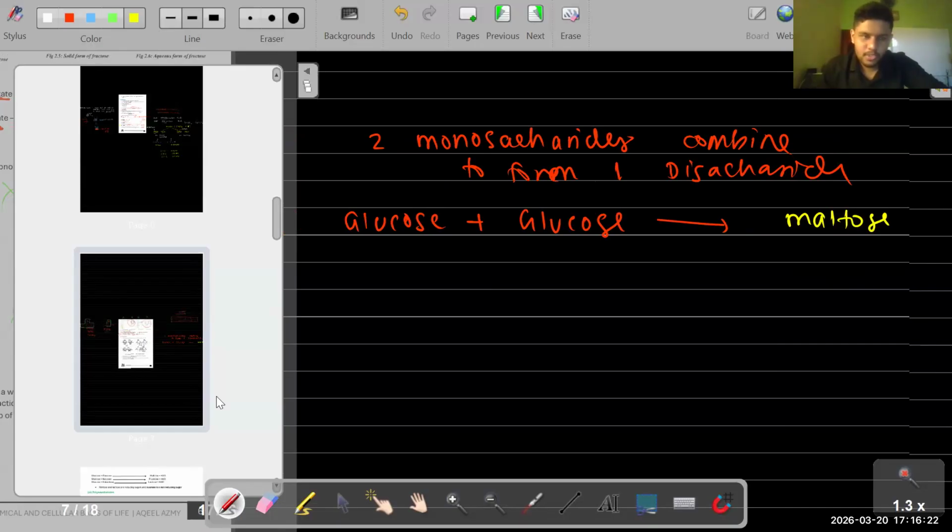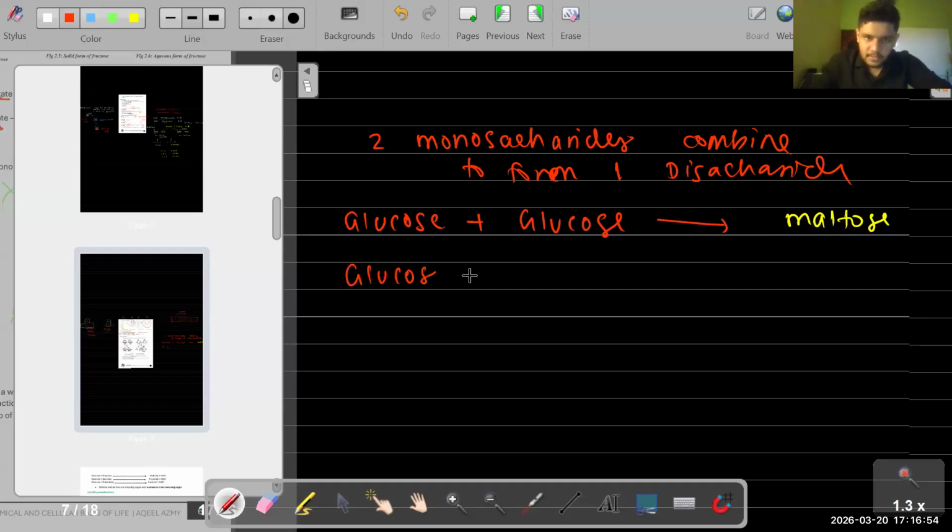But is maltose a monosaccharide or disaccharide? In O levels. Very good. Maltose, is it a monosaccharide or disaccharide? Disaccharide, very good. Now can you understand how it is formed? By two glucoses combining, maltose is produced.